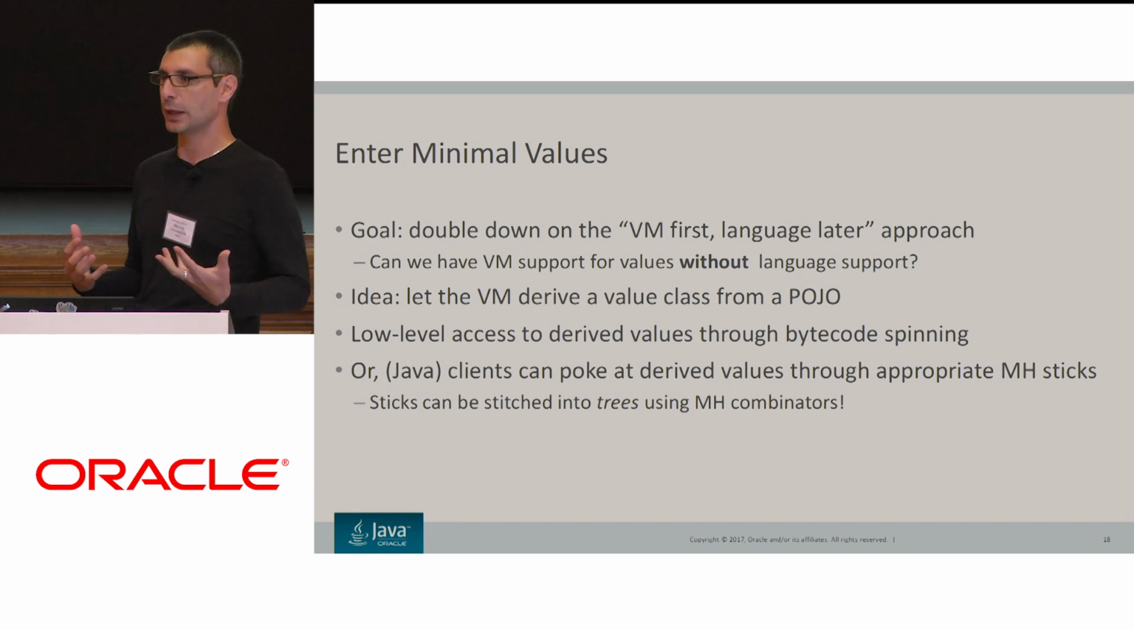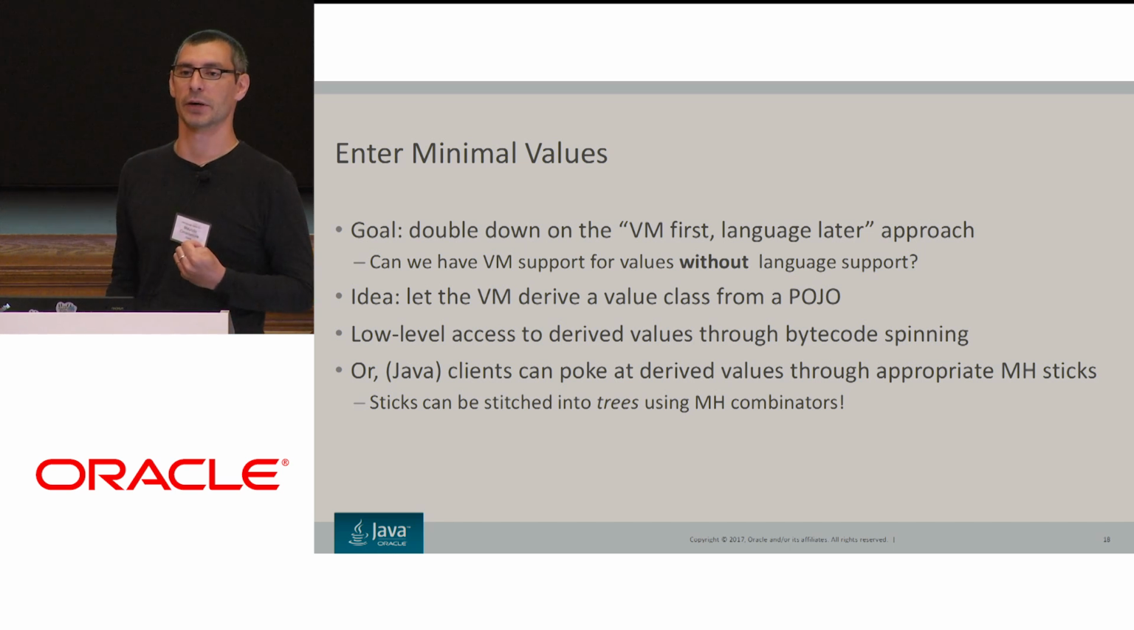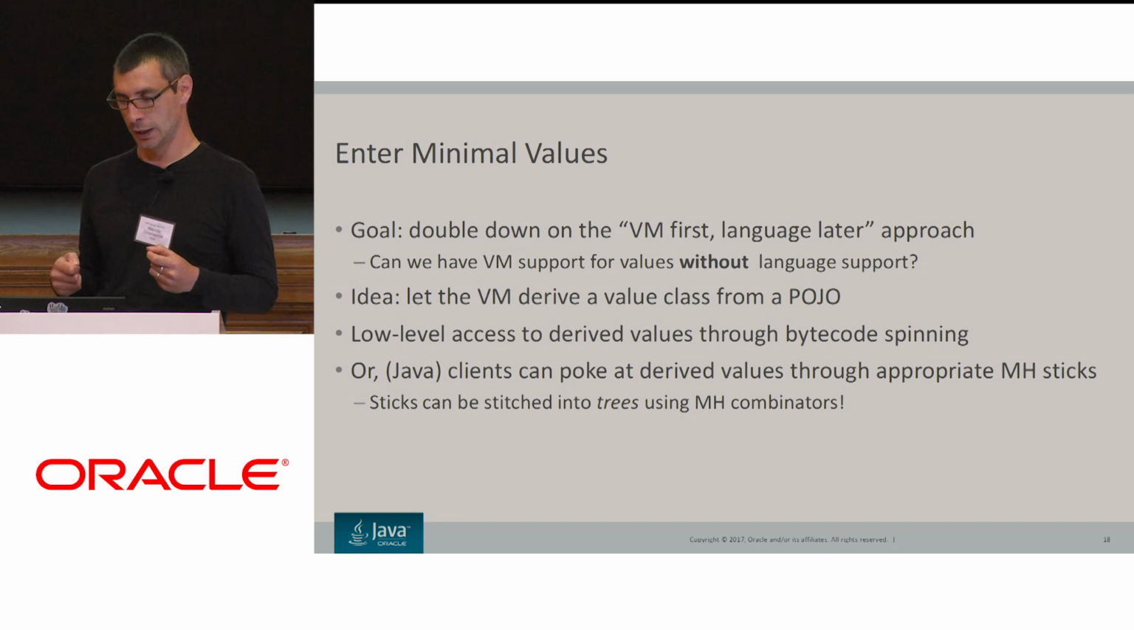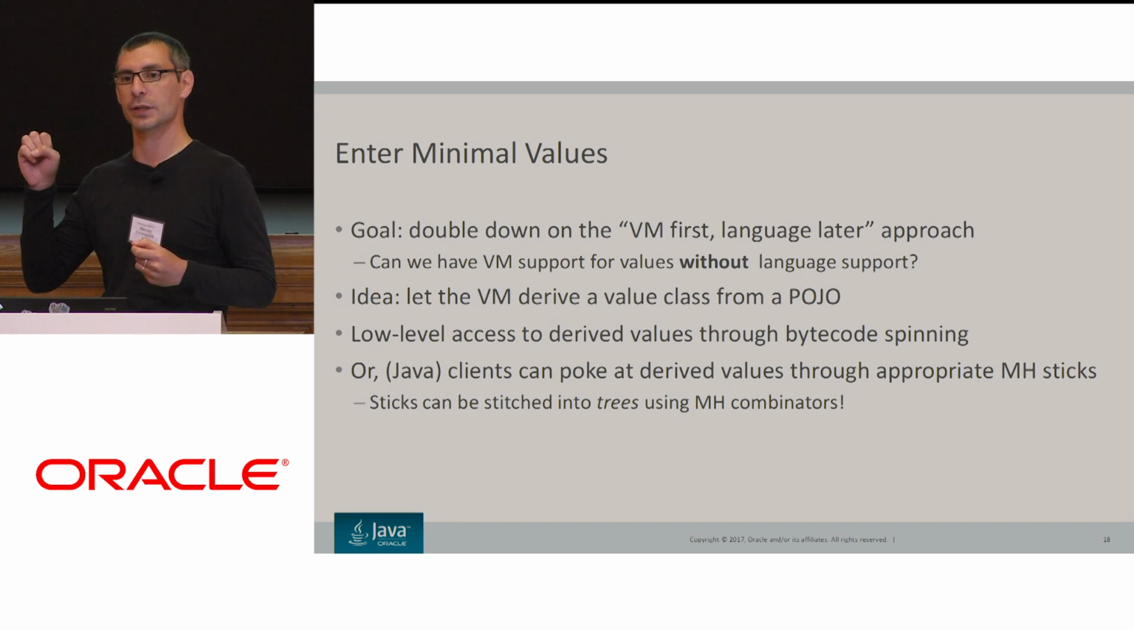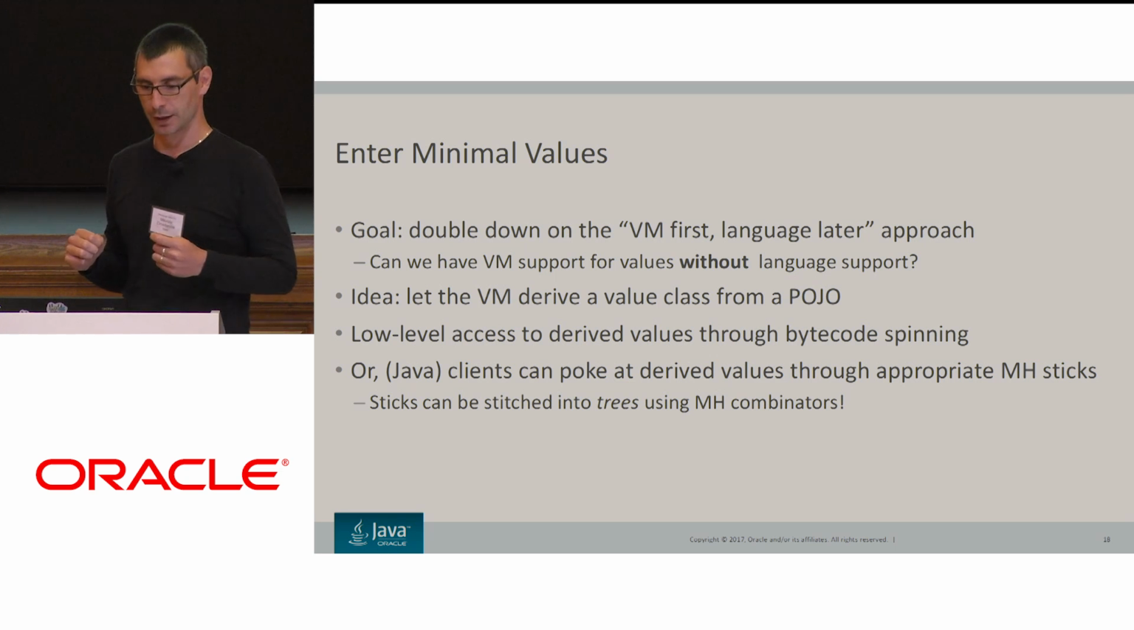So the idea is that we let the VM derive a value type from an existing ordinary Java class declaration. So you write your POJO, which is very similar to the one I showed you before, and when the VM loads it, it will magically generate a value type for you.